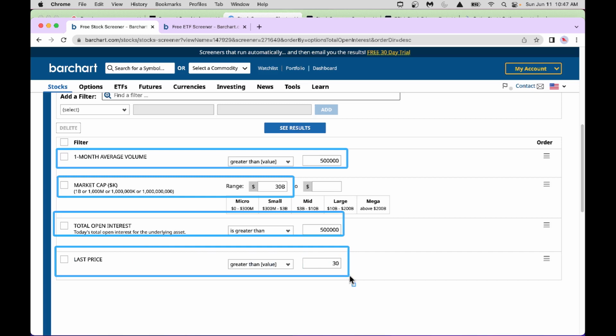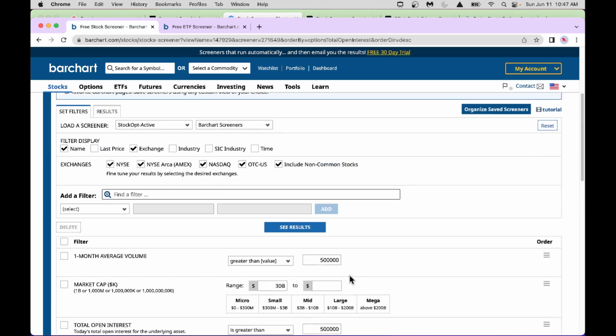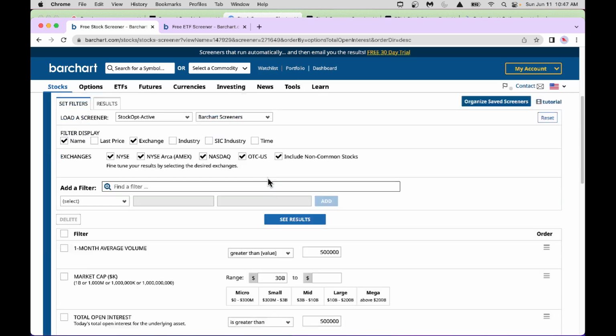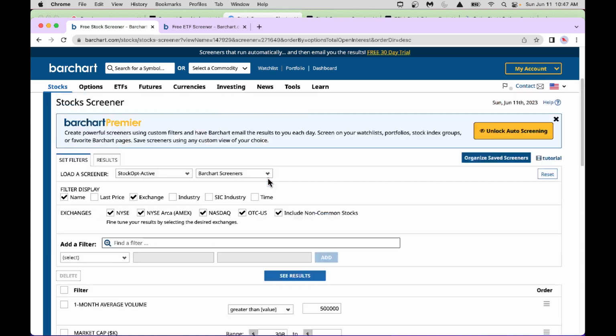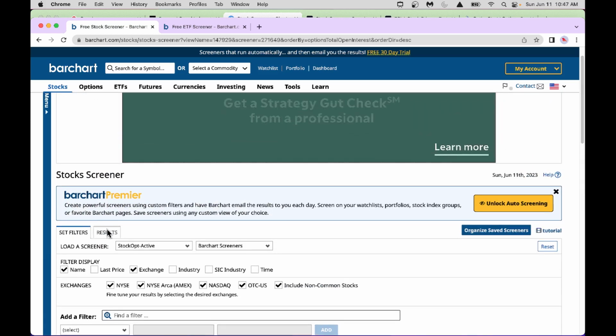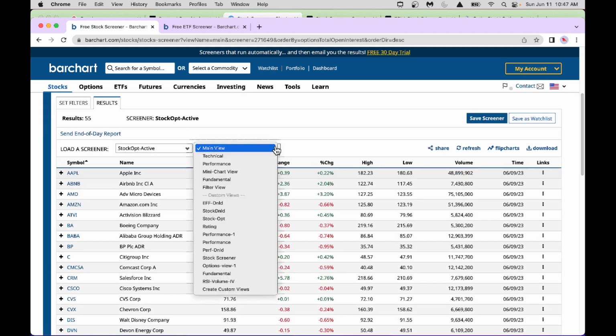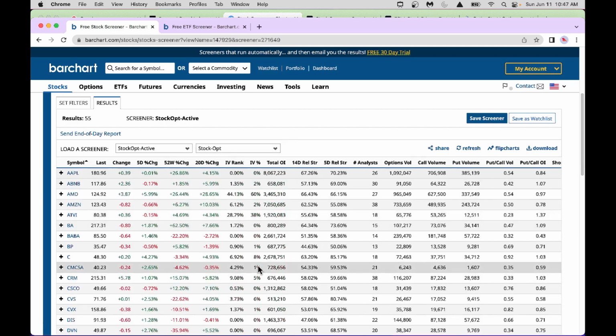When you trade options, you got to be looking at the liquid underlying. You don't want to go after penny stocks, which is not worth your while. So very simple criteria. And with that, I got my results here. If I go back to my results tab here, I could go change my view. You can create your own view here. I got my stock option view. That's my go-to view here.